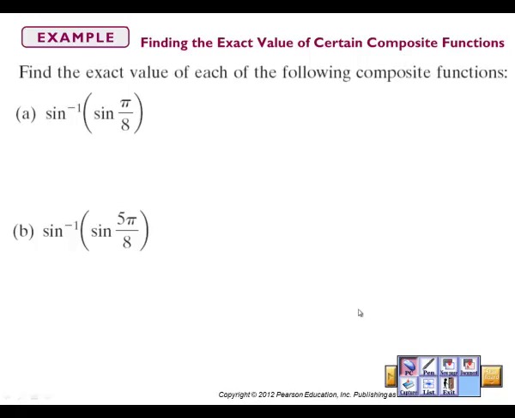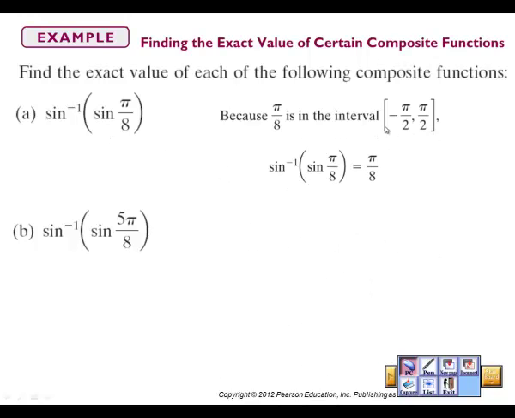Okay, so with that, let's take a look at this. So here's sine pi over 8. So are we within the domain for sine? Well, we're in between the -pi over 2 to pi over 2, so the answer to that is yes. And so since this is within the -pi over 2 to pi over 2, then we can say that inverse sine and sine is going to be pi over 8. They're inverses of each other and you get your angle.